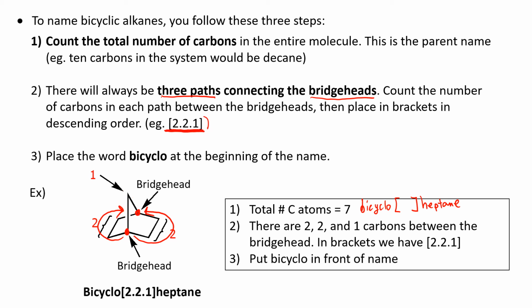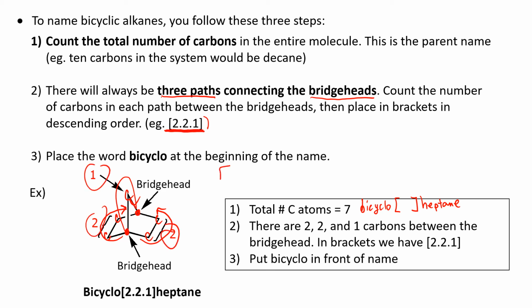Now what we're going to do is simply count the number of carbons in each path. Do not count the bridgehead. Okay, so we have one carbon, two carbons going around this way. Let's go around to the right. In between the bridgehead atoms, we have one, two carbons. So that's two. If I go up and over the top, I see I have just one carbon in that path. Remember, we are not counting the bridgehead atoms. So one carbon in that path. So I ended up with a 2, 2, and a 1.